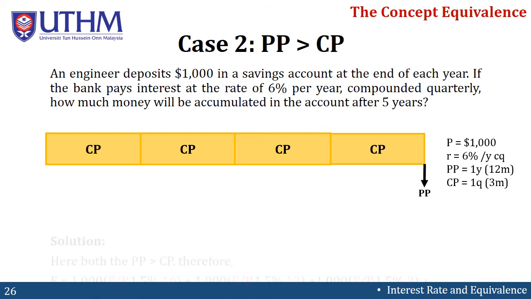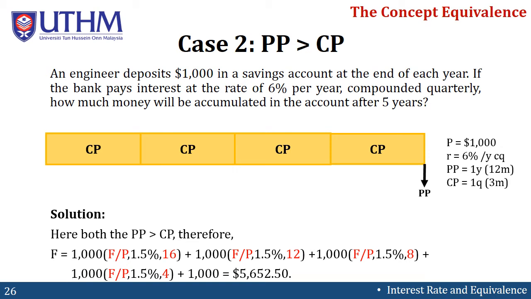So how do we solve it? Okay, this is how to solve it. For the case of payment period greater than compounding period, we use F/P, and the value of F/P we also get from the table. I will teach you how to use the table in the next class.